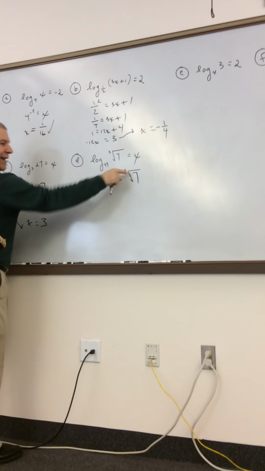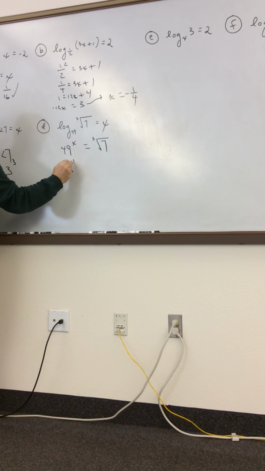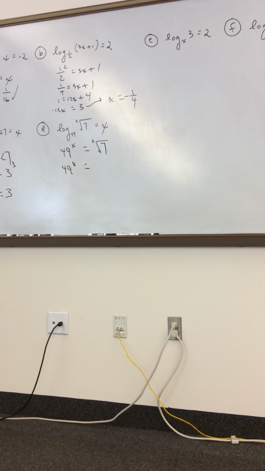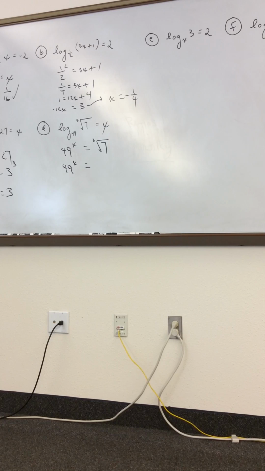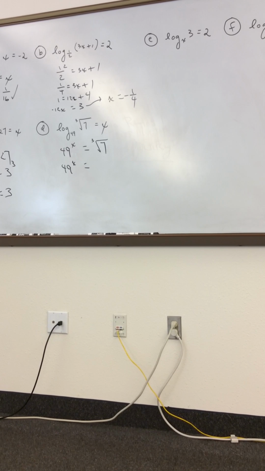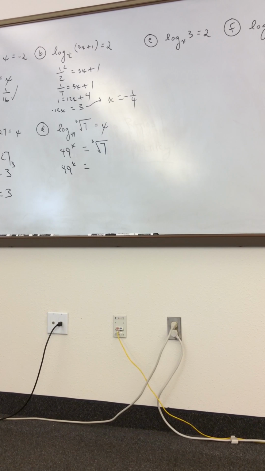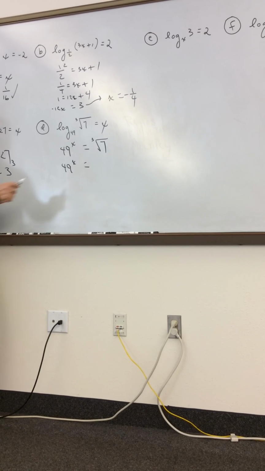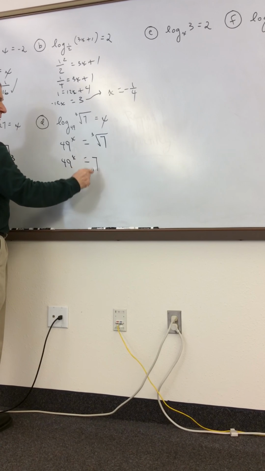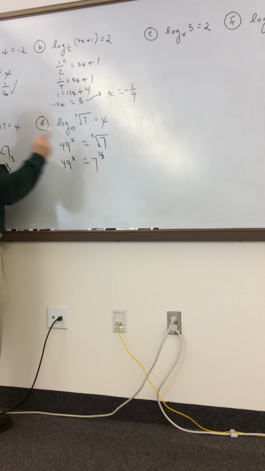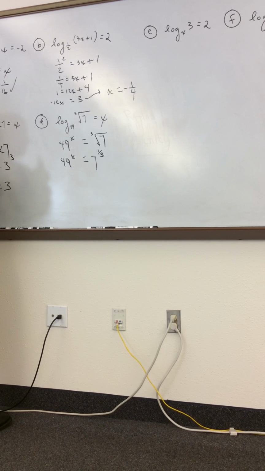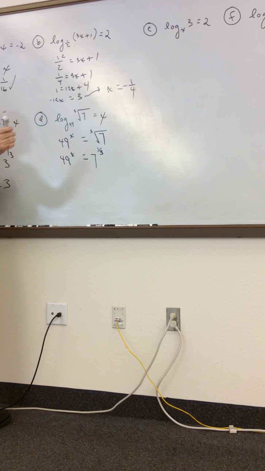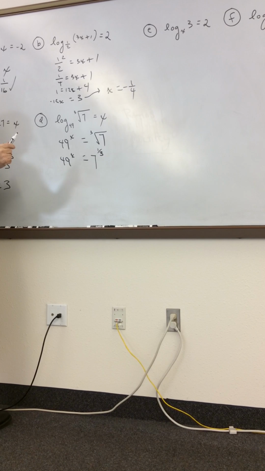Now, there's a radical there. You can't leave that radical there. What does the cube root of 7 mean with an exponent? Come on, this is all stuff I've taught you. What does the cube root of 7 mean with an exponent? Chris? 1/3. 7 to the 1/3, right?